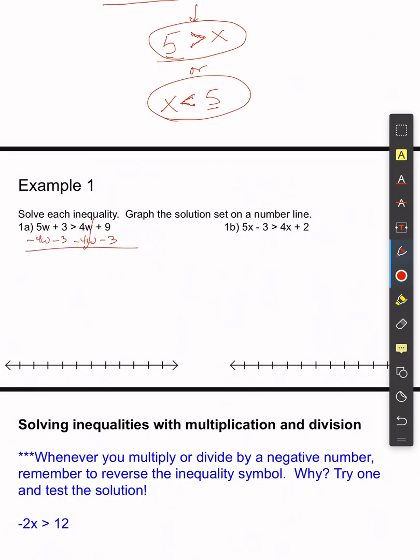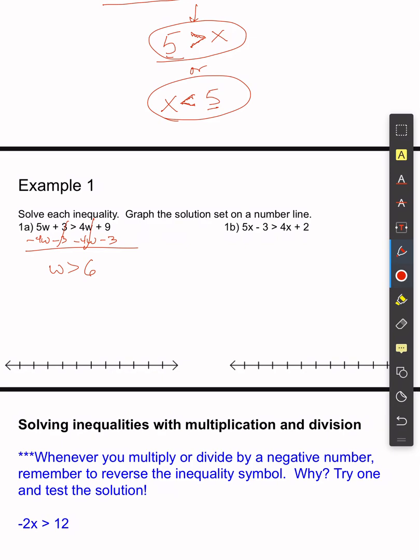So this goes away, this goes away. 5w minus 4w is w, which is greater than 9 minus 3, which is 6. Okay, so we have w is greater... why did I write a 3 there? W is greater than 6.